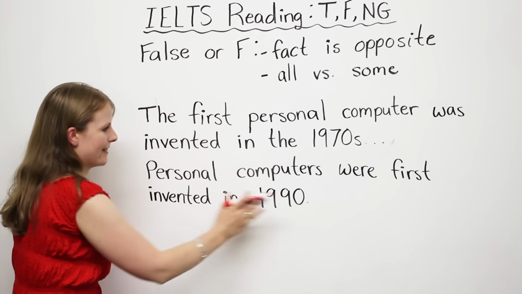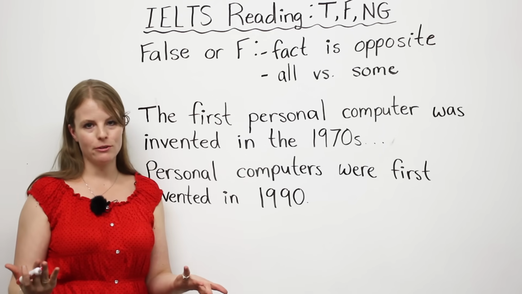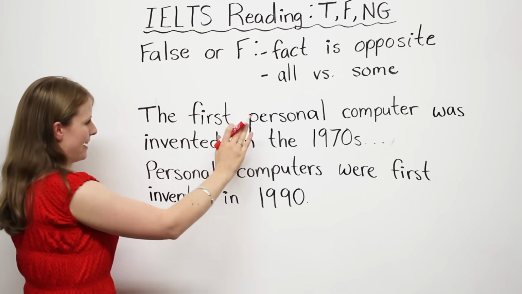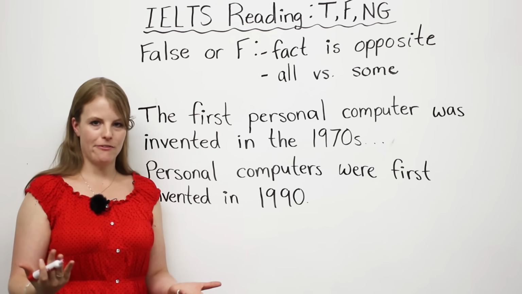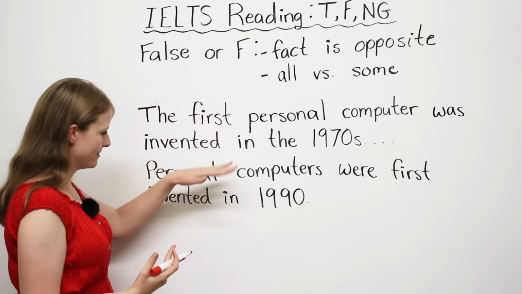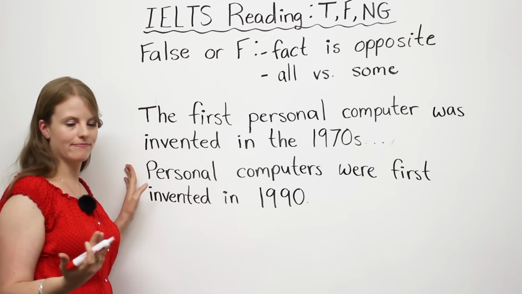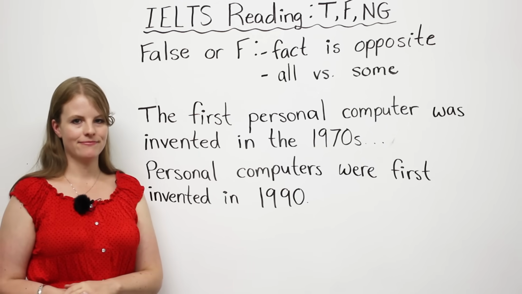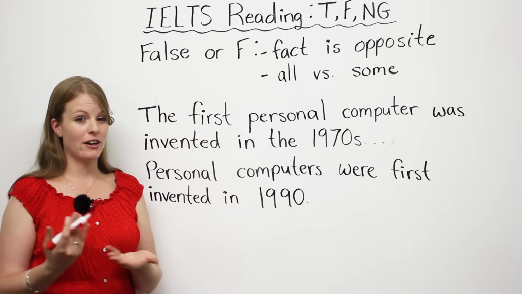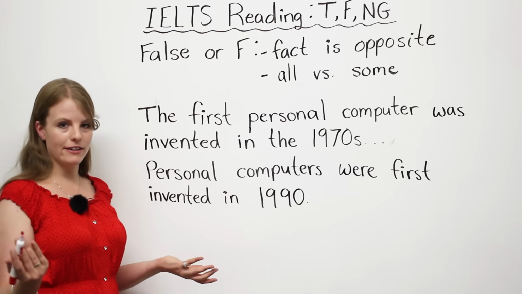It's a long passage, imagine, on personal computers, and you come to this section. Now you look at the fact afterwards. So you finish reading, here's the fact. Personal computers were first invented in 1990. Is this true, false, or not given? Well, what would I do?